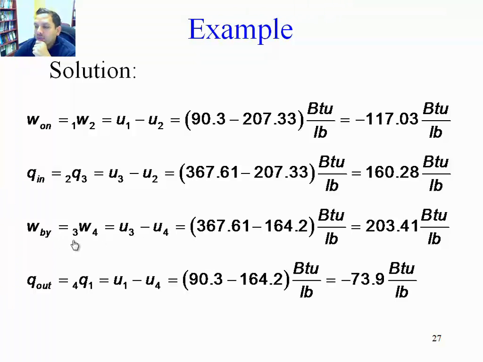From 3 to 4, there's work done by the system. That's the expansion process, because there's no Q, because it's an adiabatic process. Work is equal to minus delta U from the first law analysis, and it's equal to 203.41, positive as expected. And from 4 to 1 is the process that closes the cycle, a heat rejection process. Q is equal to delta U from 4 to 1, which is U1 minus U4. It's minus 73.9 BTU per pound rejected energy, as you can see, negative. Now let's use all these numbers to make our calculations.